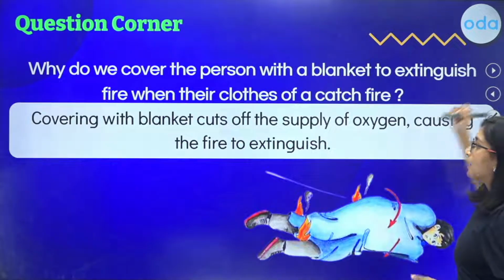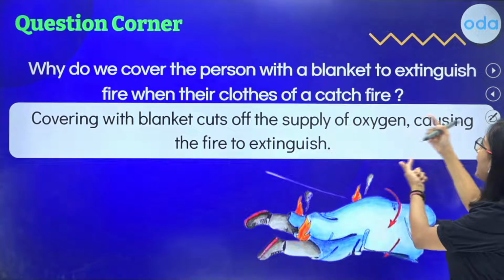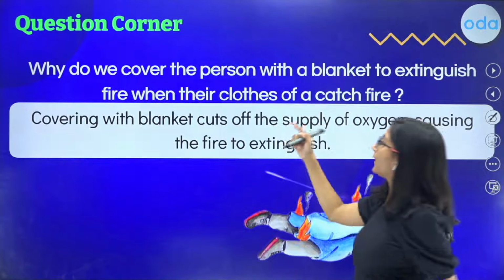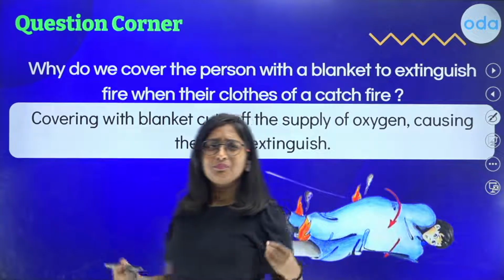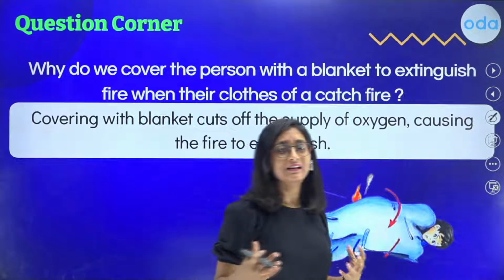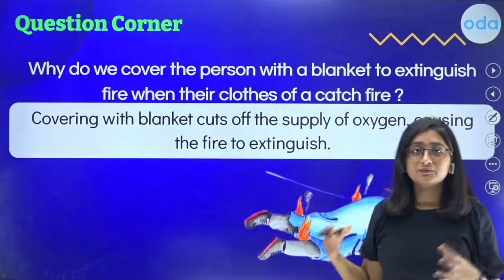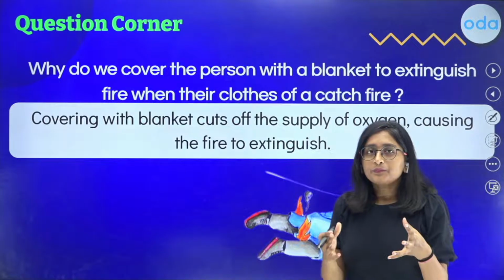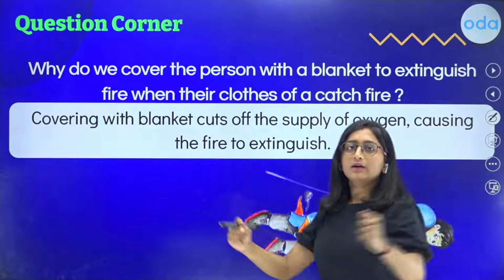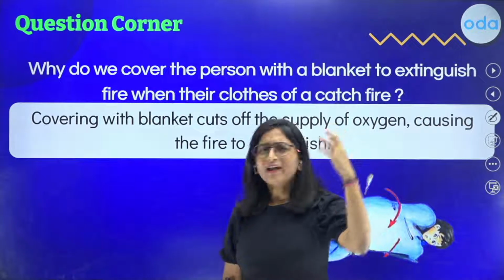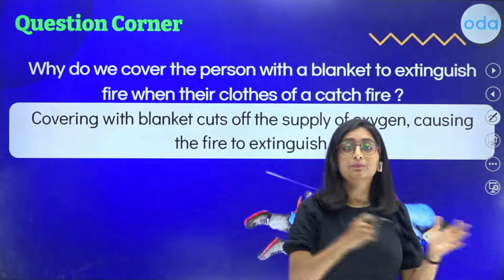Now, why do we cover a person with a blanket to extinguish the fire when their clothes catch fire? You have seen in many movies or in real accidents that yes, they do catch fire. What do we do? We can instantly take a blanket and go and cover them up. Now why is that happening? Why do we prefer the blanket?